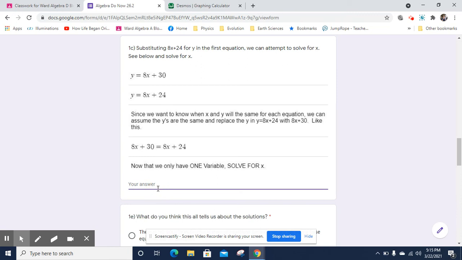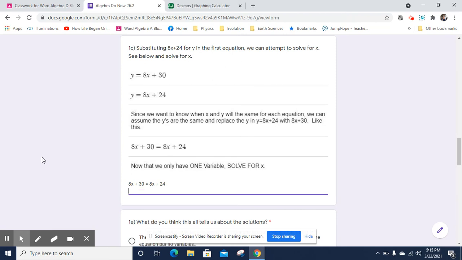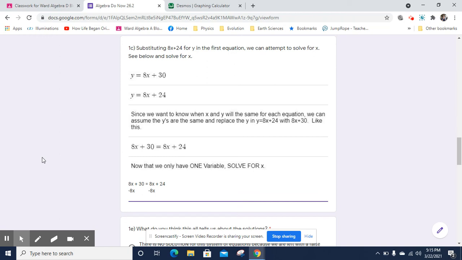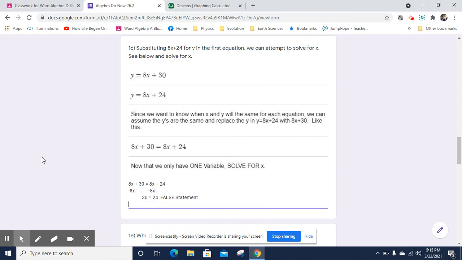So now we're going to solve for one variable. So we've got 8x plus 30 equals 8x plus 24. Hopefully this looks sus to you already. I'll subtract 8x from both sides so I can get rid of the 8x on the right. And then I end up with 30 equals 24. False. Fake news, false statement. Since it's a false statement, since the variables disappeared, and we got a false statement, we have no solution.